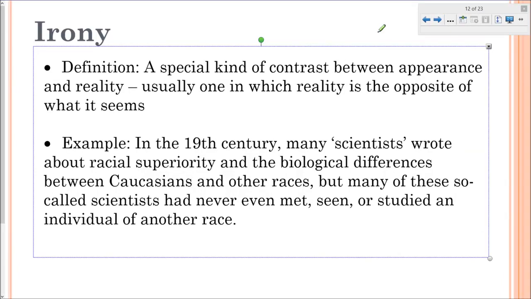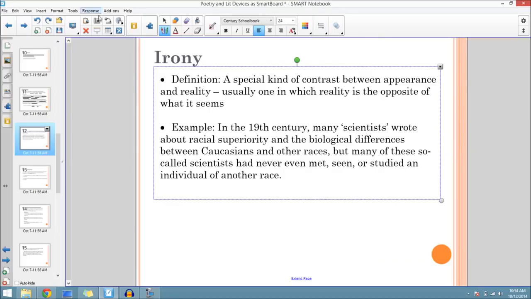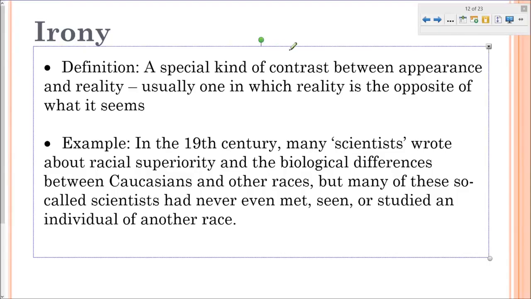Irony can be a tough one because irony is something that we understand to work in a couple of different ways. And our definition here is primarily for situational irony. Our definition is a special kind of contrast between appearance and reality, usually one in which reality is the opposite of what it seemed. And that's going to be a different definition than dramatic irony, which we'll be worried about later. So if you want to make yourself a little note, that definition is for situational irony.